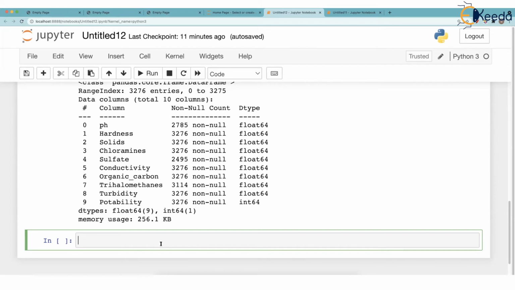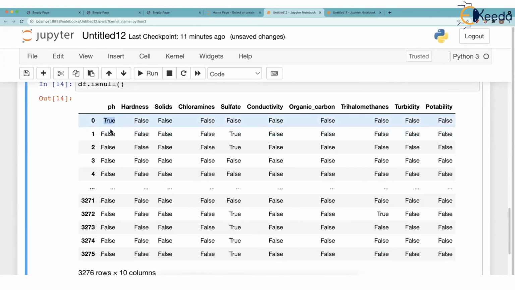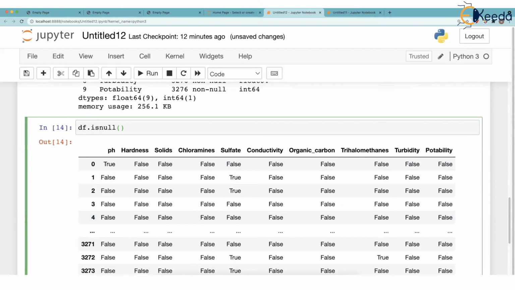Let's try to give df dot is null. What it does, it runs through the entire df, and for every value it checks, are you null? Oh yes, this person says I am null, so true. Are you null? This person says I am not null, so false, and so on. And if I just say dot sum, it will count how many true values are there under pH. So how many null values are there under pH? How many null values are there under hardness, and so on.